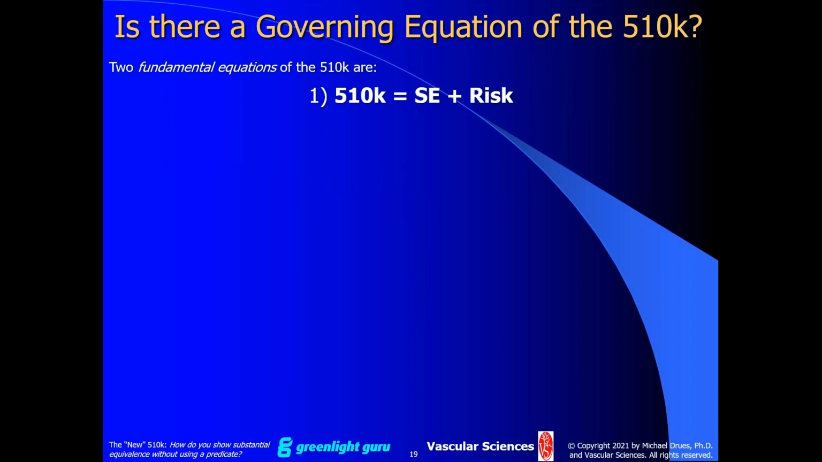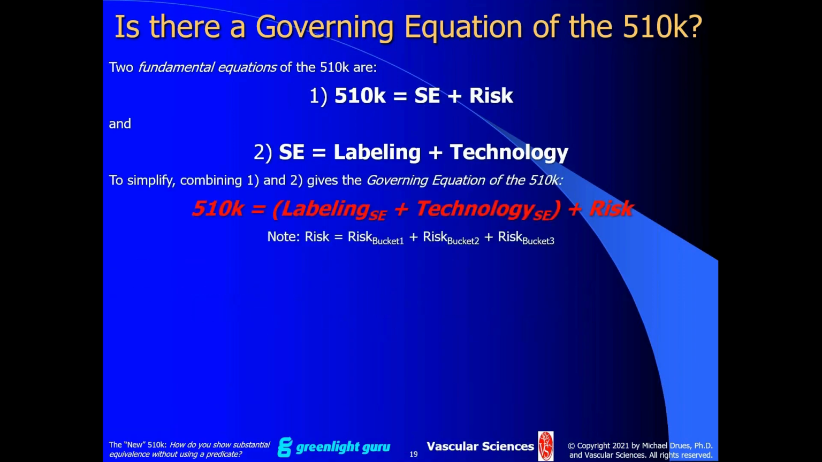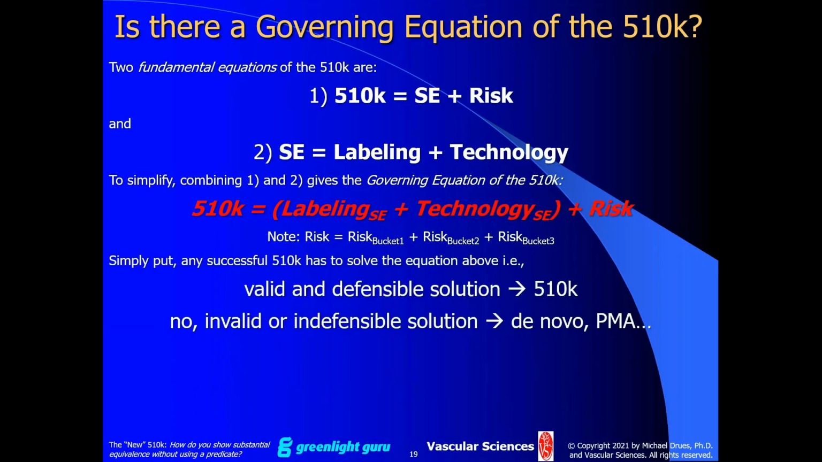The first is that a 510K is a combination of substantial equivalence and risk. That's equation number one. And equation number two is that substantial equivalence involves both labeling and technology. So if we take equation number two and substitute back into equation number one, we get what I call the governing equation of the 510K, which is a successful 510K has to address labeling and technology. That's the substantial equivalence portion of the 510K. We have to address that, and we also have to address risk.